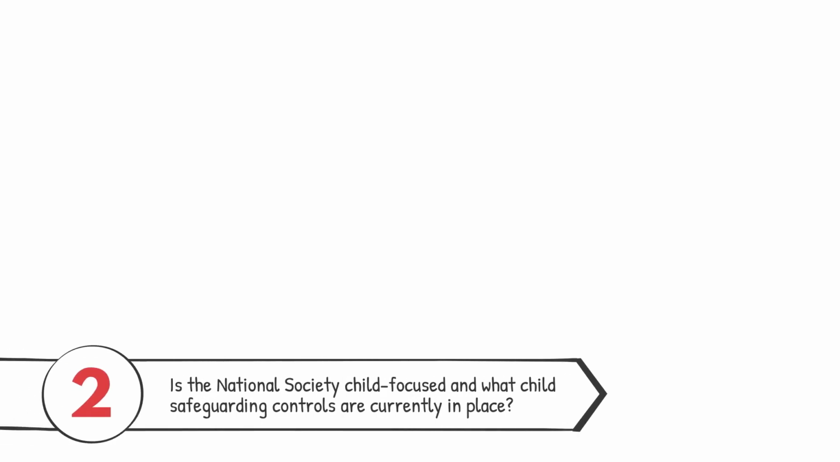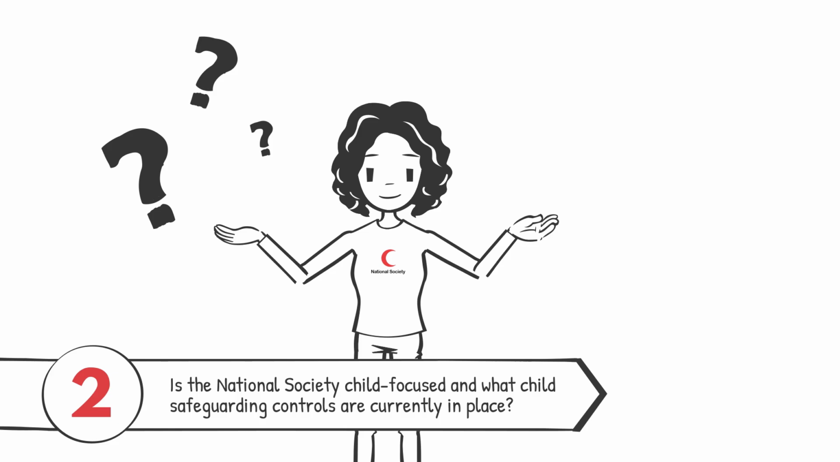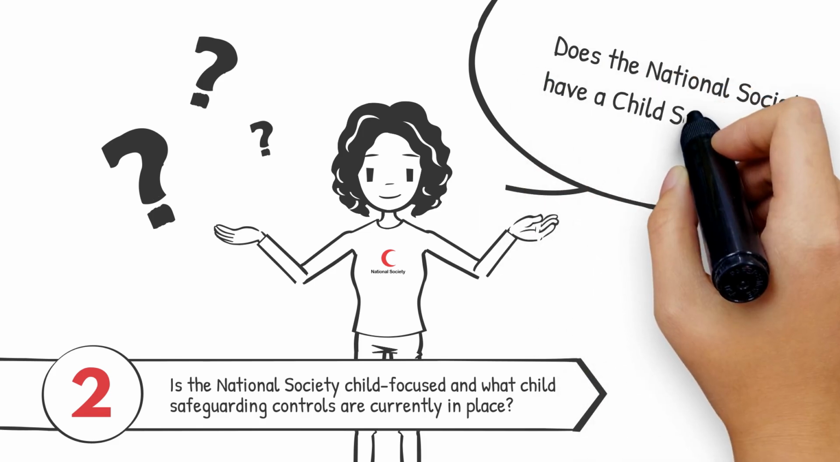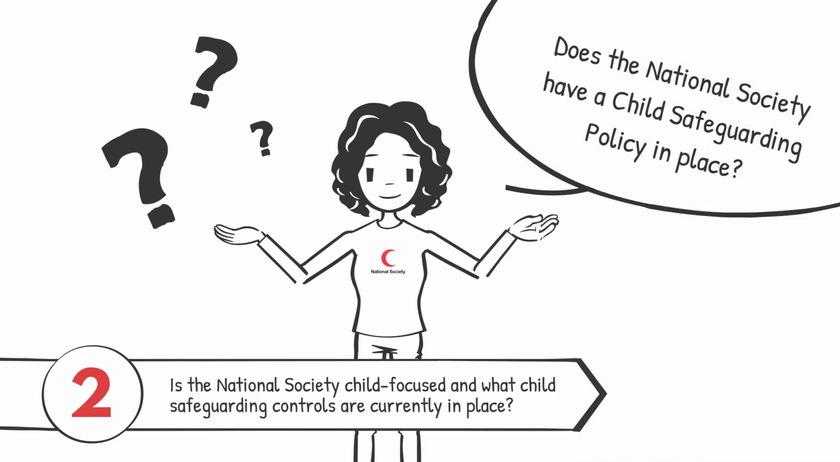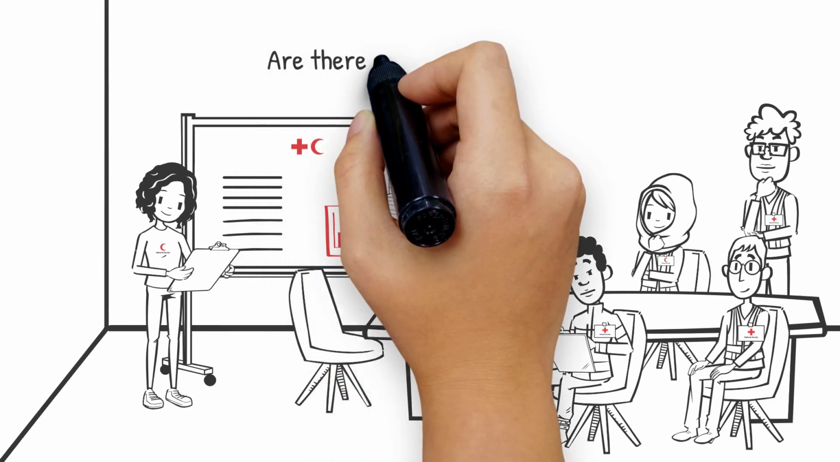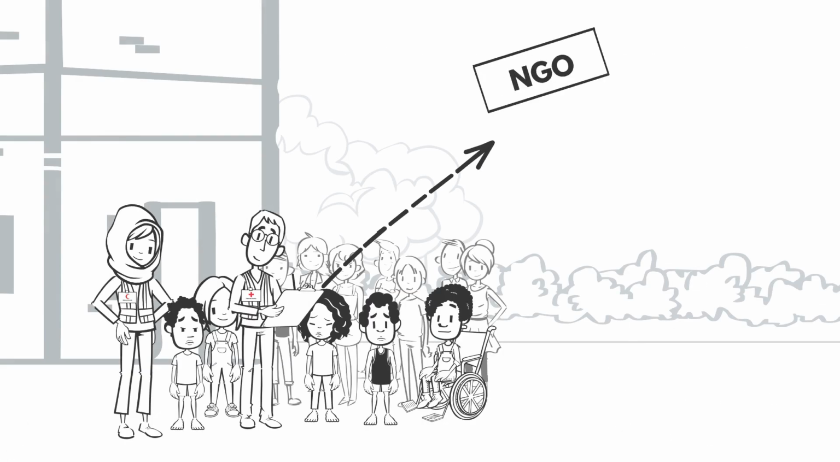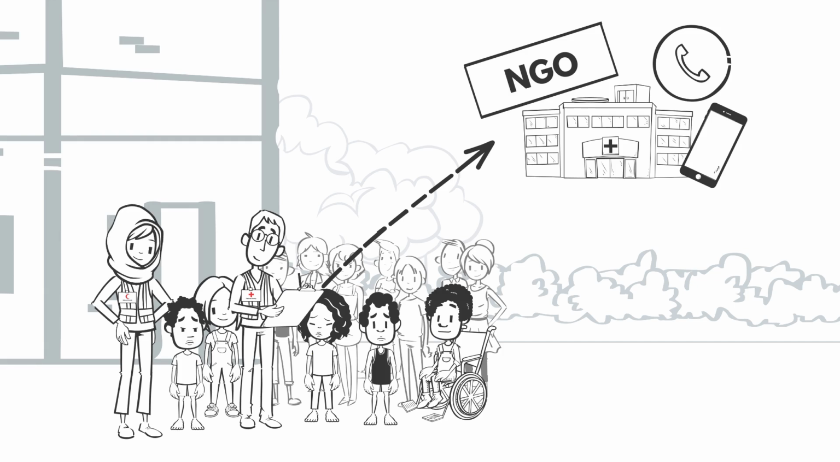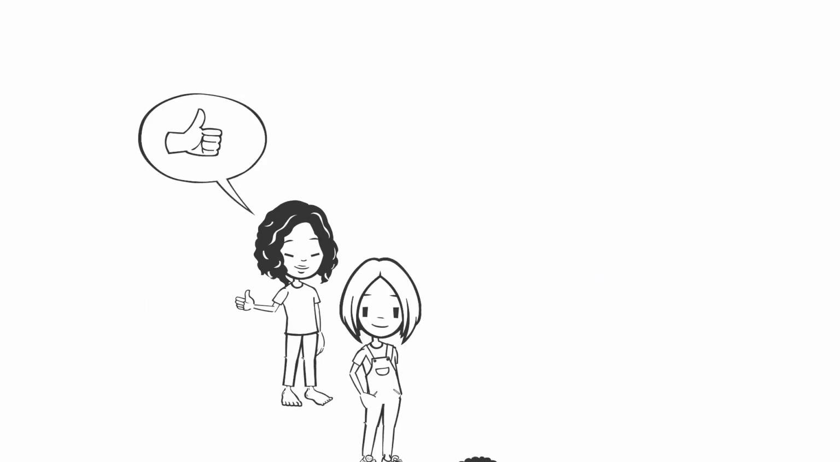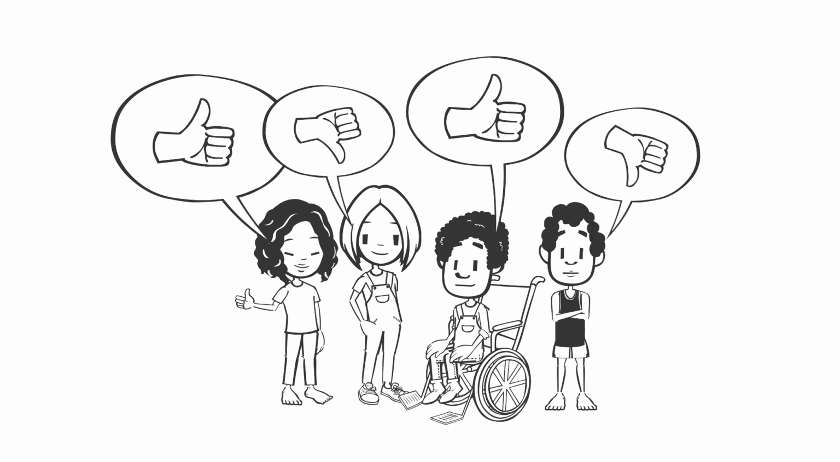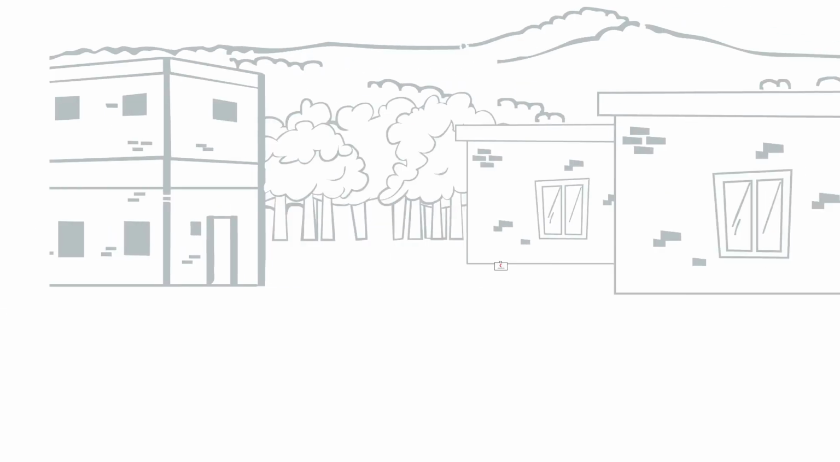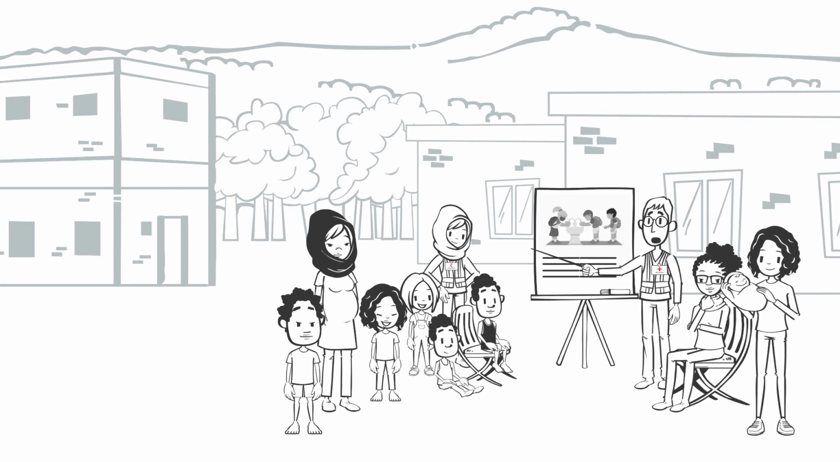Step 2 examines, is the National Society child-focused and what child safeguarding controls are currently in place? For instance, does the National Society have a child safeguarding policy in place? Are there clear systems for safe recruitment? Are there referrals for children affected by violence, abuse or exploitation? And are these made available to all volunteers and staff? Do children have meaningful opportunities for participation in decisions that affect them? Are there child-friendly communication materials to inform children where they can report concerns and access help?